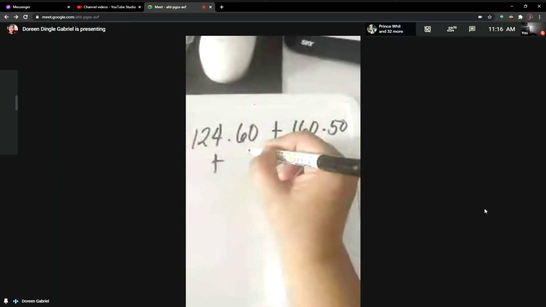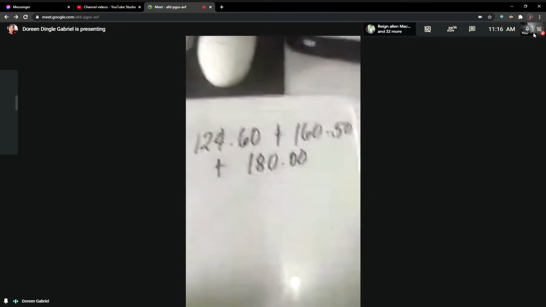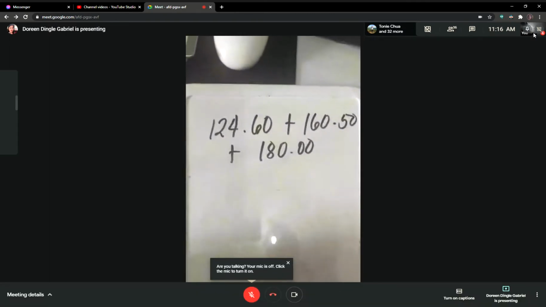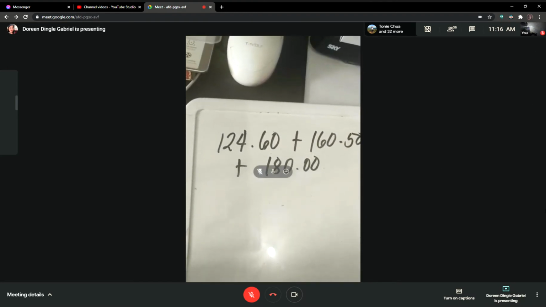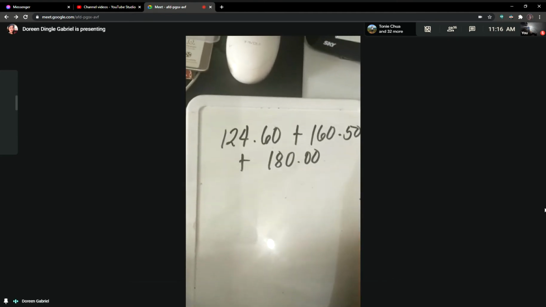Plus you have 180 pesos. So, ito po yung given sa problem. So, what are you going to do? Of course, in order to find the answer in that problem, you are going to find the sum first of the given numbers or amount of the items you bought.